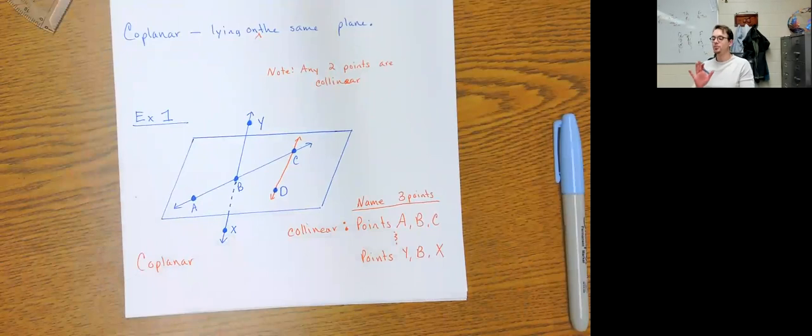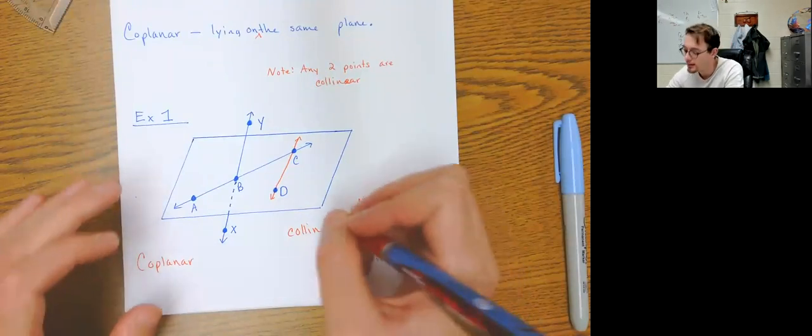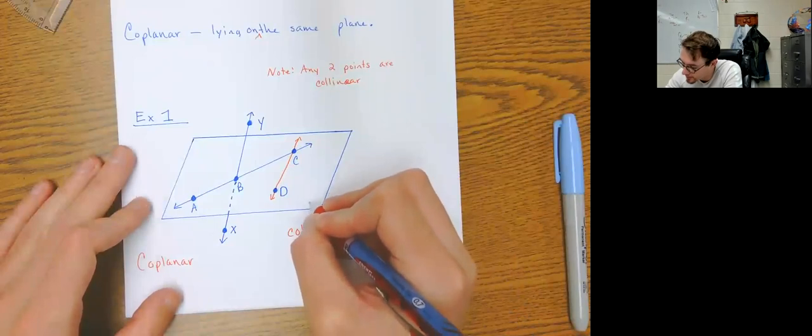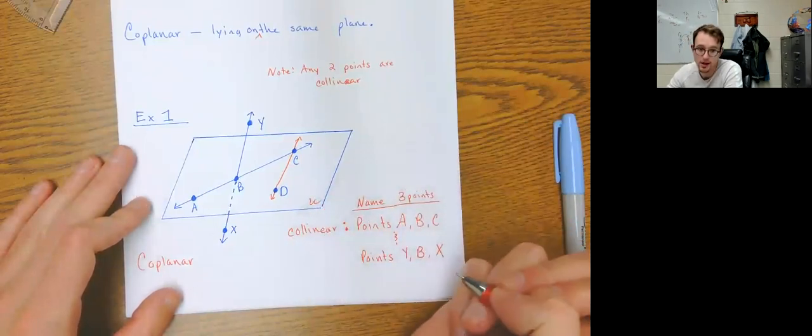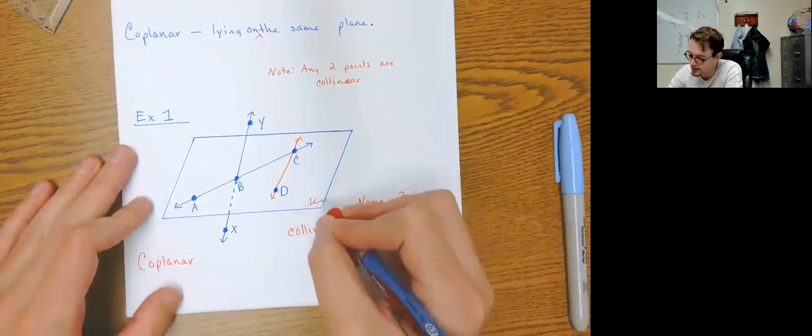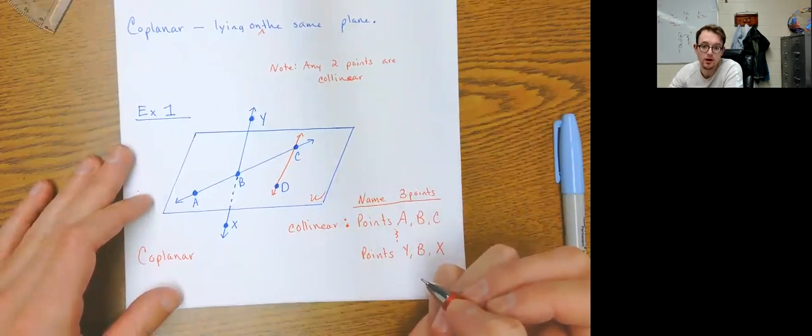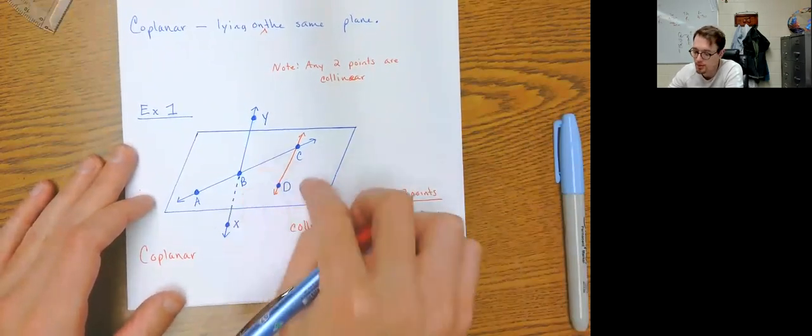Okay, and coplanar typically is going to be asking for points on the drawn plane. So what points are coplanar that are on, let's say, plane W, that's supposed to be a W. All right, so on plane W, what points are coplanar?